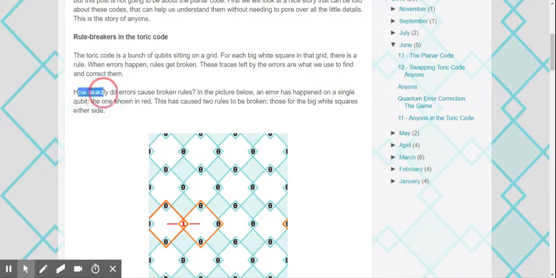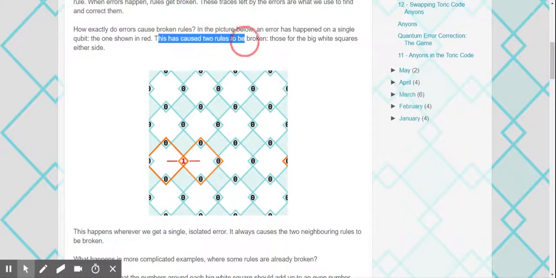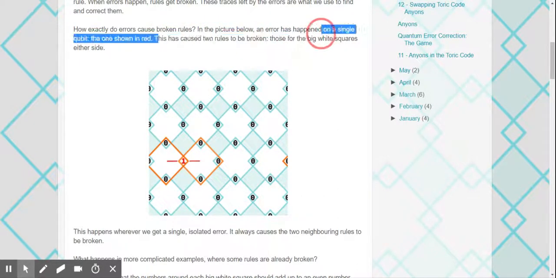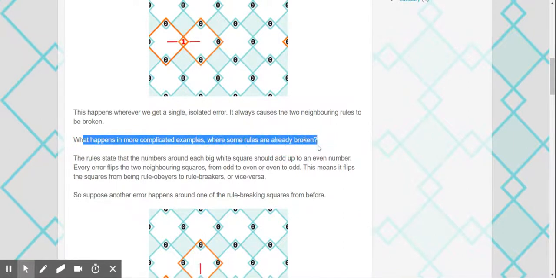How exactly do errors cause broken rules? In the picture below, an error has happened on a single qubit, the one shown in red. This has caused two rules to be broken, those for the big white squares on either side. This happens whenever we get a single isolated error. It always causes the two neighboring rules to be broken. What happens in more complicated examples where some rules are already broken?